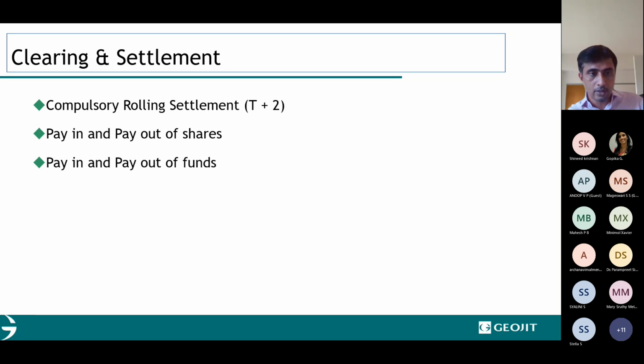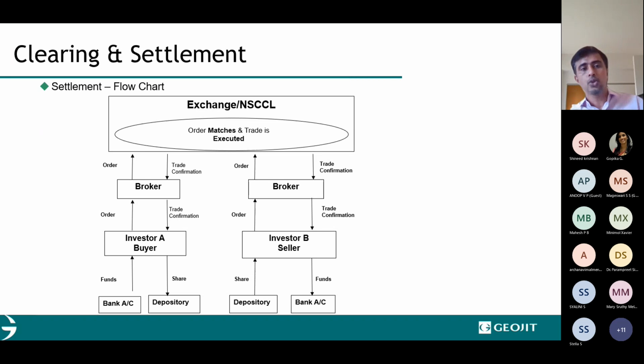Suppose I pay in the funds. What does it mean? It means that I am a buyer, so I have to pay the funds to the exchange. So that's what those two terms, pay in and pay out, mean. It is represented in a picture format.